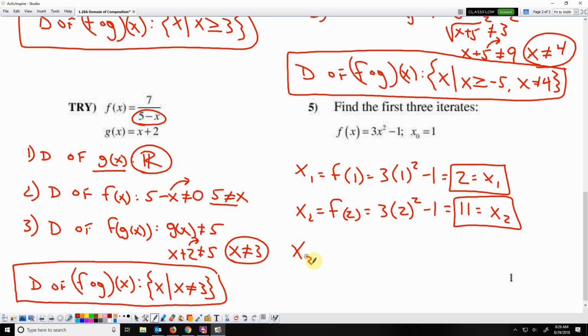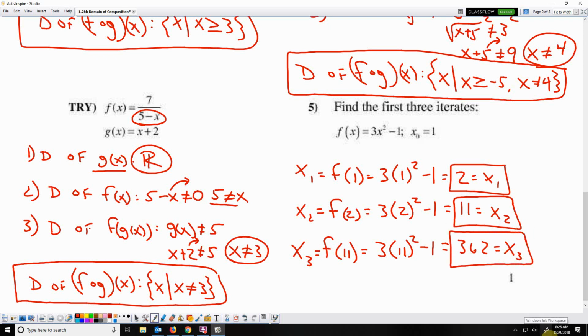So the third iterate, x sub 3, is f of the second iterate, which had a value of 11. 3 times 11 squared minus 1. 11 squared is 121, times 3 is 363, minus 1 is 362. So the third iterate is 362.